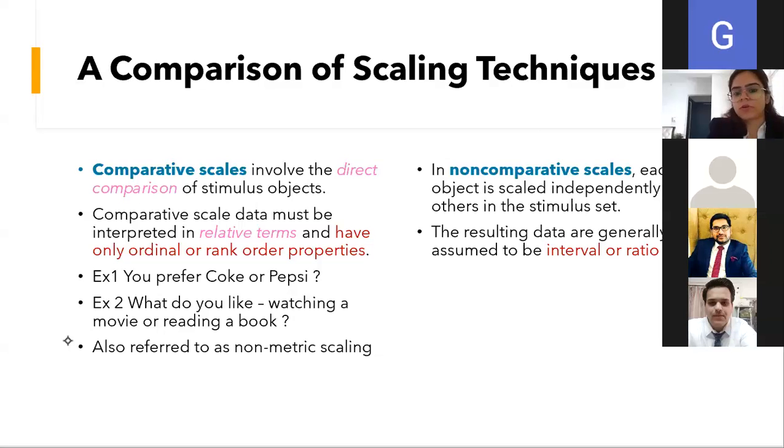It is also referred to as non-metric scaling, because the data captured is ordinal or nominal, basically rank order. That's why it's also called non-metric scaling. Whereas in non-comparative scaling, each object is scaled independently. We'll check what Likert and non-comparative scales are. And the resulting data is interval or ratio scale.